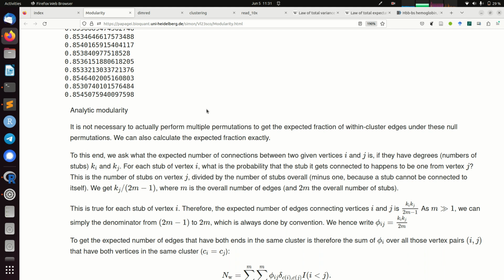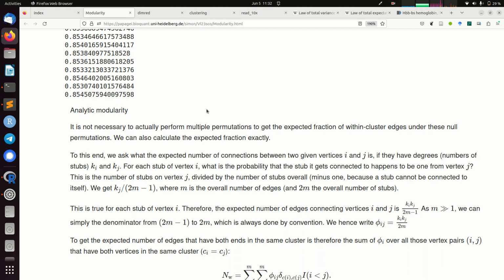And this probability is, of course, we have to ask how many steps are there at vertex J? And this is k_j, the number of steps of vertex J, or the degree of vertex J. And we divide this by the number of steps we have in total, where m is the number of edges in the whole graph. 2m is the number of steps overall. And one of these steps is the one step we're looking at here. So there are 2m minus 1 steps left for this step at vertex I to connect to. And so this is the probability that the one step of vertex I gets connected to vertex J.